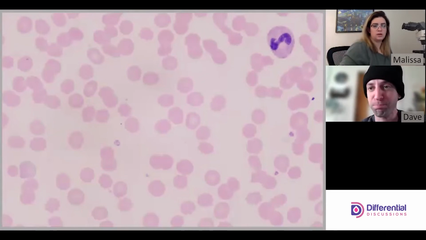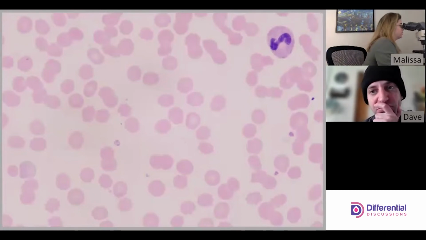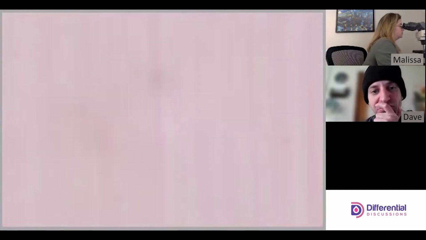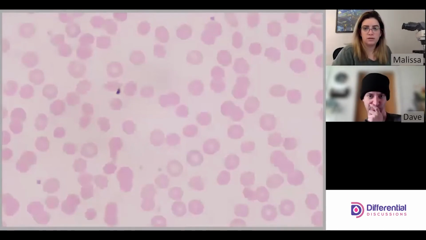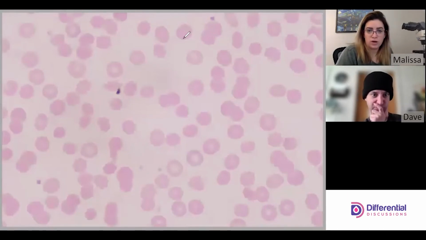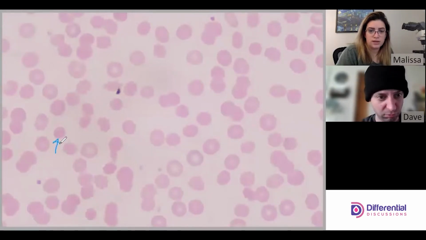Absolutely. Looks like there is a spherocyte over here too. Yeah, I was suspicious on the last field too. There might be some spherocytes. Yeah, there could be. See if there's enough to call. Doesn't look like it, but who knows? All right. So more echinocytes. There is a spherocyte again.